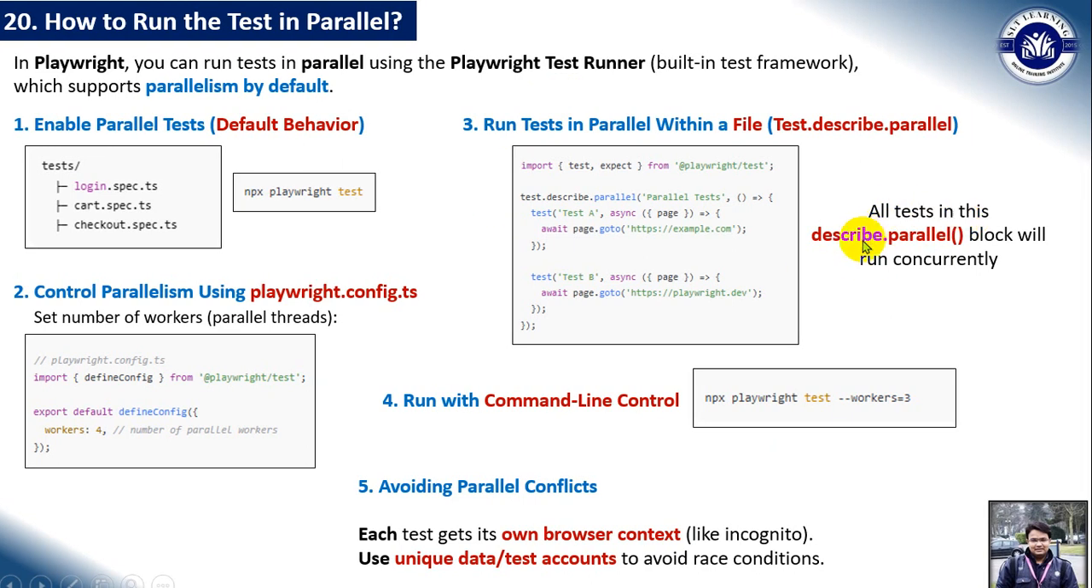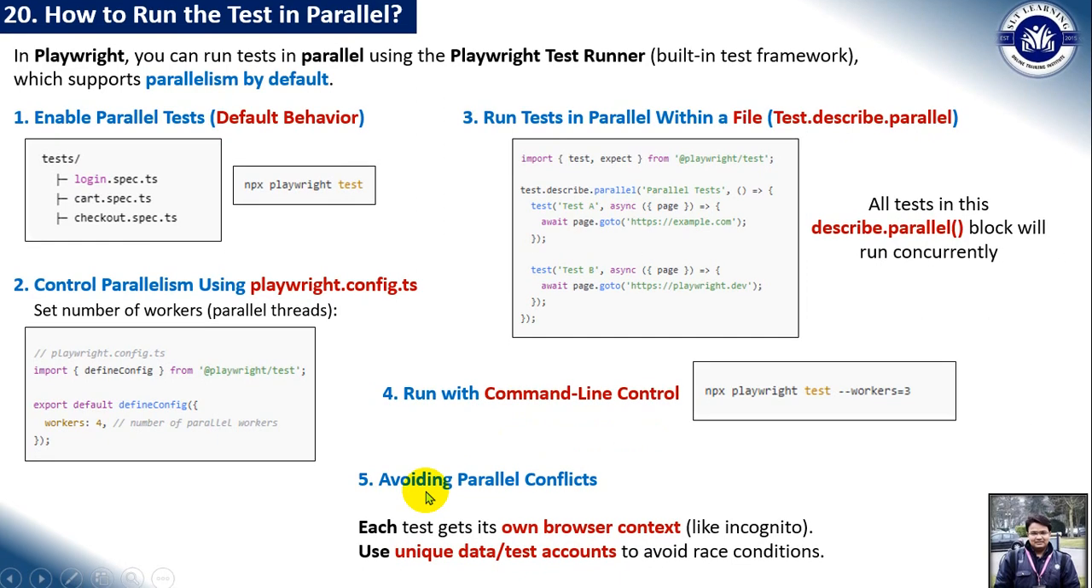All the test cases in a describe.parallel block will be run concurrently. So this block will also be useful: test.describe.parallel. This is going to go in parallel mode, and whatever tests you have mentioned, test A, test B, test C, will be run in parallel. So this is another way where you can use test.describe.parallel, and then the command line.